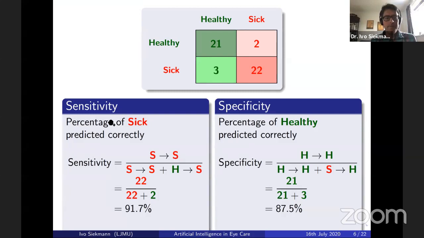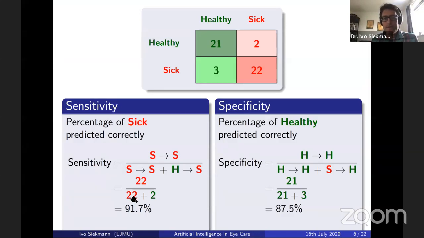So the proportion of sick patients that were predicted correctly are the true positives that we find in our data set. So here we look at the number of sick patients that were actually predicted as sick. These are 22. And again, we have 22 plus 2 sick patients in total. And we get 22 over 24. So this gives us an even higher number. So we get 91.7% of sick patients that were predicted correctly.